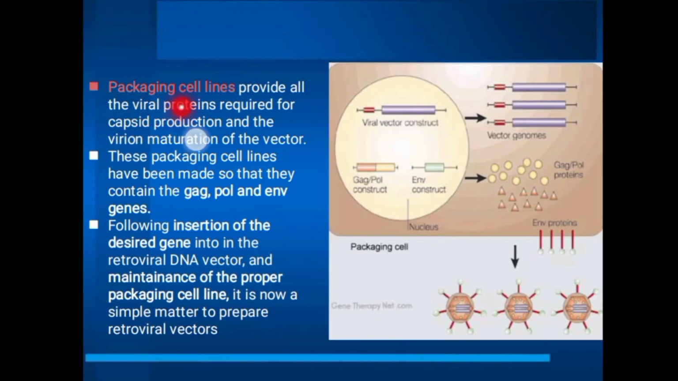The next step is packaging cell lines. Packaging cell lines provide all the proteins required for the capsid production and the virion maturation of the vector. These packaging cell lines have been made so that they contain the GAG, POL, and envelope genes. Following insertion of the desired gene into the DNA vector and maintenance of the proper packaging cell line, it is now a simple matter to prepare the retroviral vector.